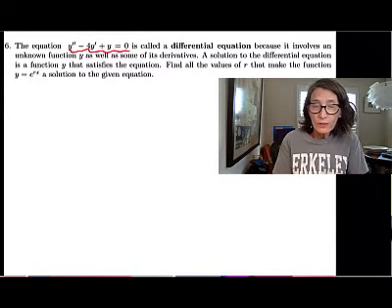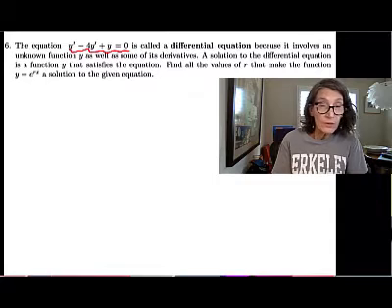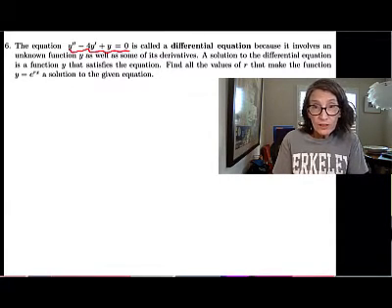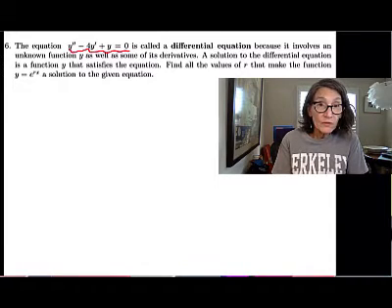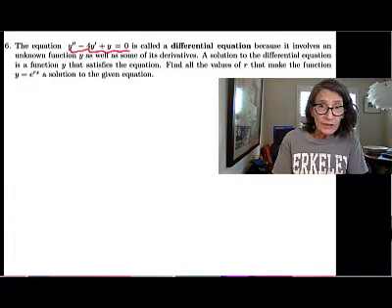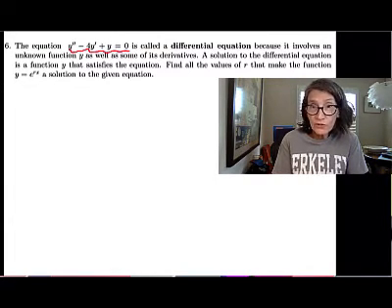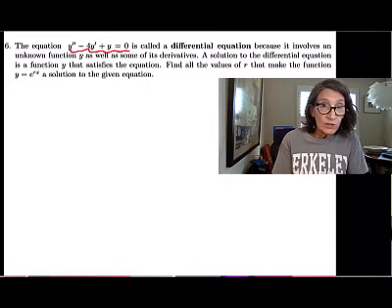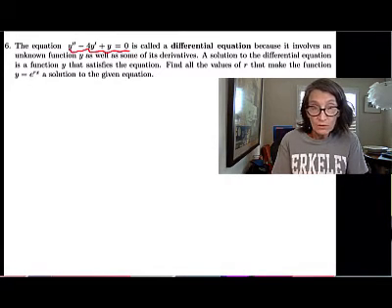Now a differential equation is an equation where the unknown that you're looking for is a function, not a real number or set of real numbers. And the differential equation gives you some information about the function and some of its derivatives. So in this equation, we're told that the function we're looking for, y, has this property where the second derivative minus 4 times the first derivative plus the function has to equal 0.